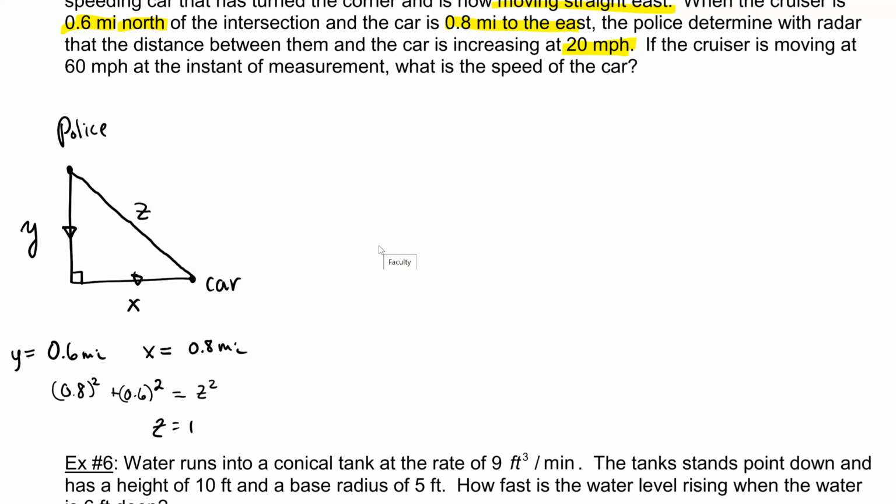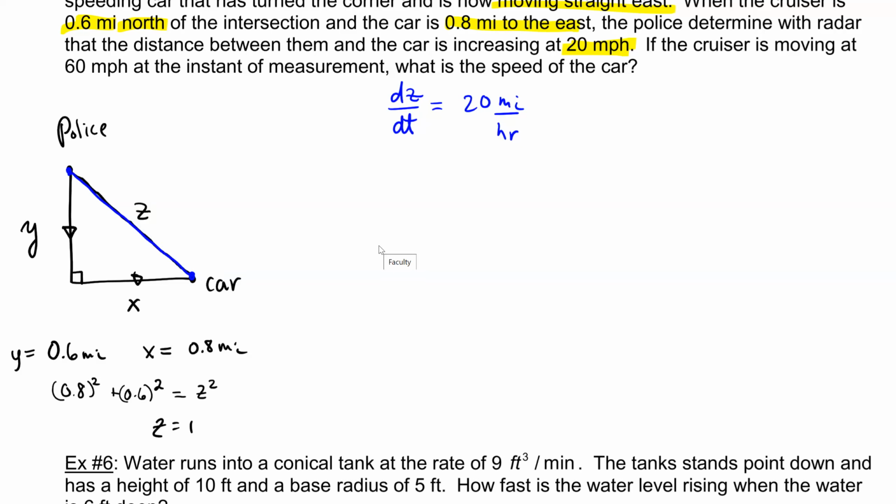Okay, so what's increasing? Which thing is increasing at 20 miles per hour? The distance between the police car and the car. z is changing at a rate of 20 miles per hour. So dz/dt, the rate of change of the distance between them, is 20 miles per hour, because the distance between the police car and the car is the z. At that instant, it's changing at 20 miles an hour.